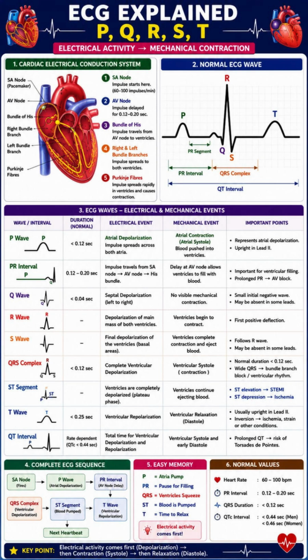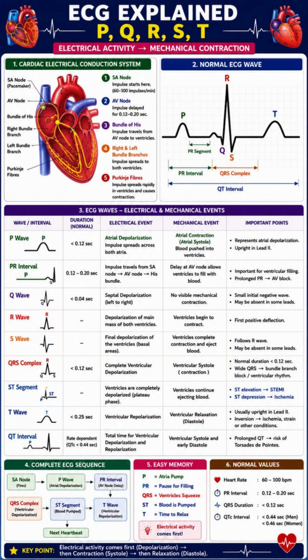Now, let's move to the QRS complex. Q wave. The Q wave is the first small negative deflection. It represents septal depolarization, where the electrical impulse begins to spread through the interventricular septum. R wave. The R wave is the first positive deflection. It represents depolarization of the main muscle mass of both ventricles. This is when the ventricles begin to contract.